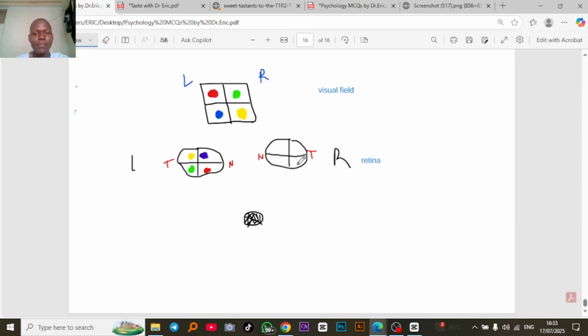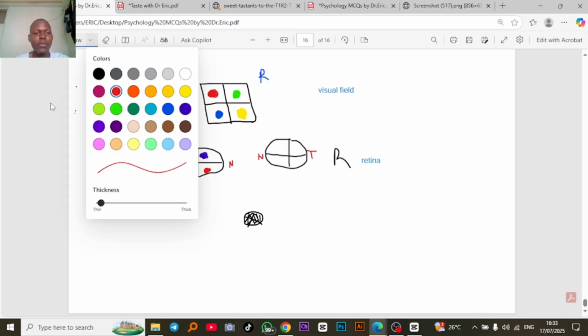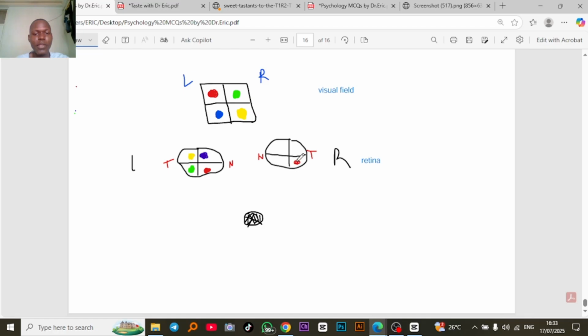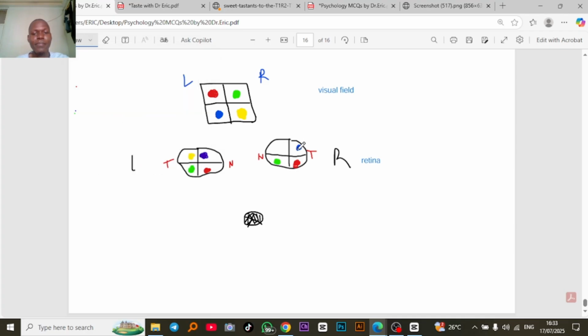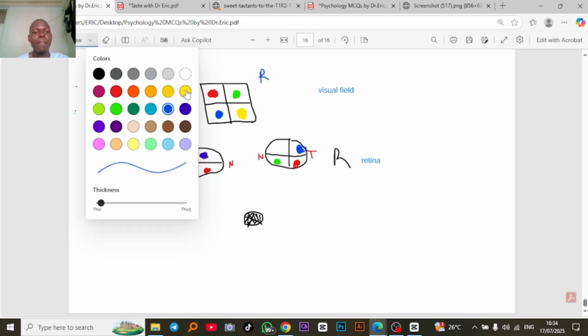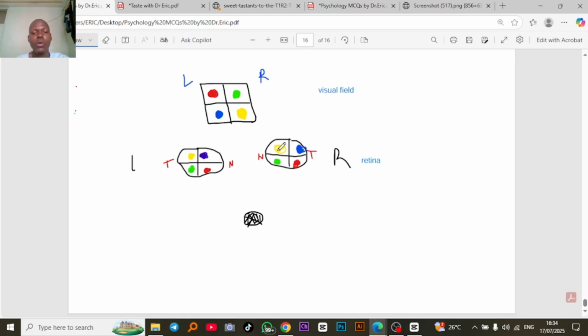So moving on to the right retina, we are looking at the red. So even the red will be formed, this is supposed to be red. Red will be in the lower right, like that. Then we have our green in the left lower, like that. And then we have our blue in the right upper, and finally our yellow on the upper left.